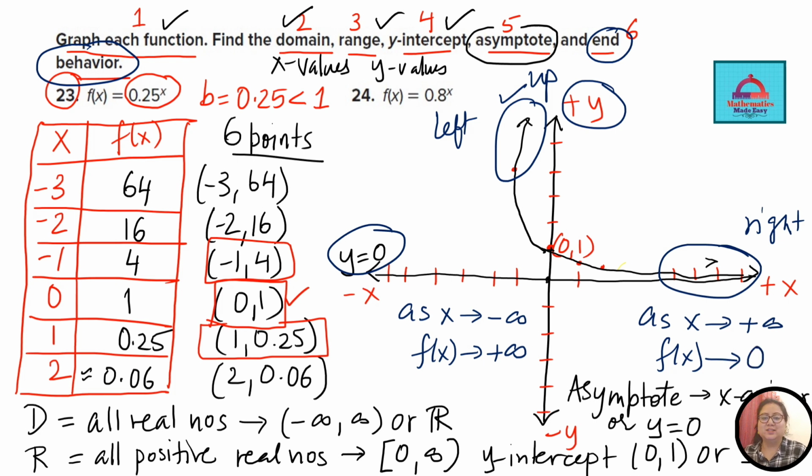So that completes this question. We have graphed the question, we found domain, range, y-intercept, asymptote, and end behavior. And if you show all your steps and work it out like I just told you, you're going to get full marks in this question.